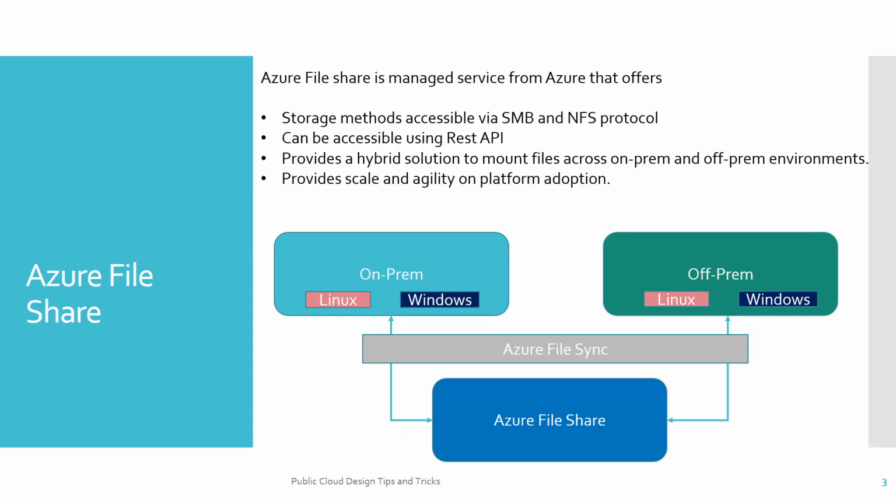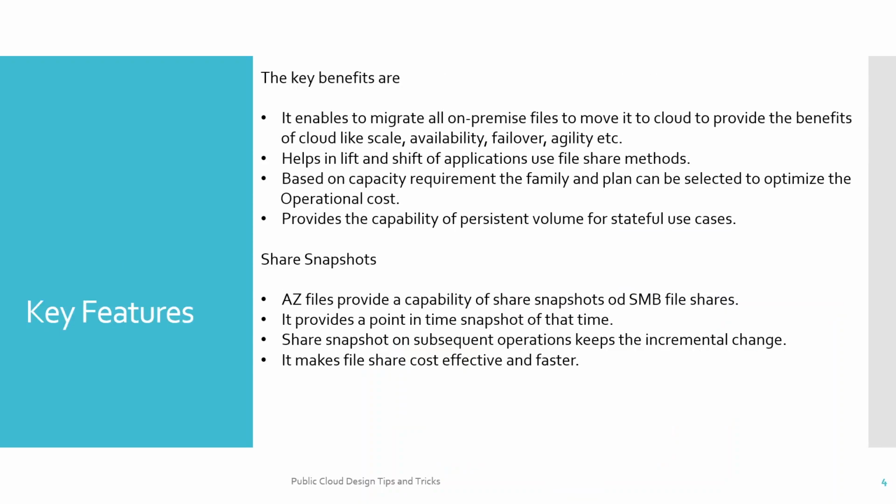In a simple diagram, if you can observe, there is a central file storage, Azure File Share, and that connects to both on-prem as well as off-prem environments, irrespective of any operating systems like Linux or Windows servers. So Azure File Share can be thought of as a central file organization system that can connect to any heterogeneous environment. Now, what are the key benefits or the key features?